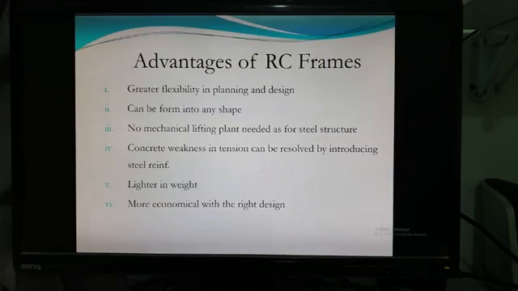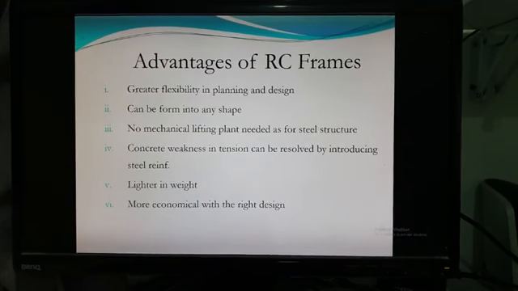Number 4 is mentioning about the characteristics of concrete, which is weak in tension ataupun regangan. So this can be resolved by introducing steel reinforcement. So we have a lot of types and shapes of reinforcement being put in to the concrete component itself.